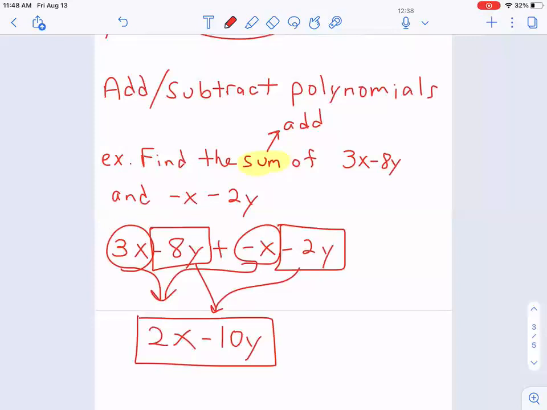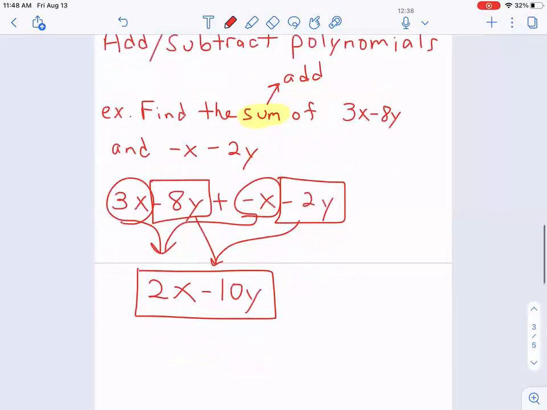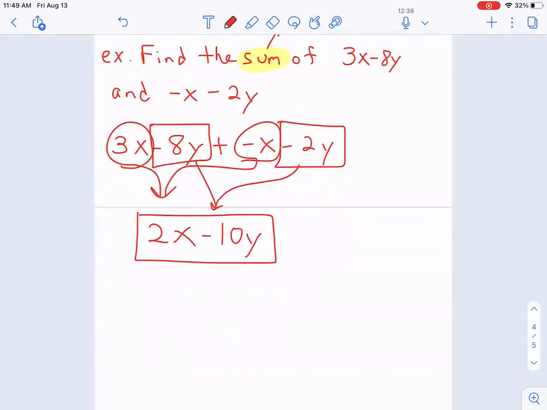And if you guys want to just look at the original and say, okay, well, we're just adding, I'm just going to do like 3x and negative x is 2x, and negative 8y, negative 2y is negative 10y. Perfect. You don't need to write out that middle step when you're just adding them. I would, however, highly suggest it when we're doing the next problem. I'll show you why. So now we're going to find the difference of two things.